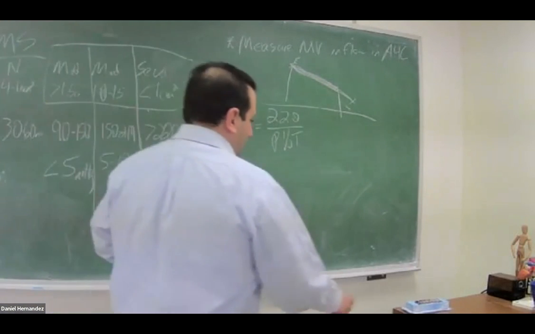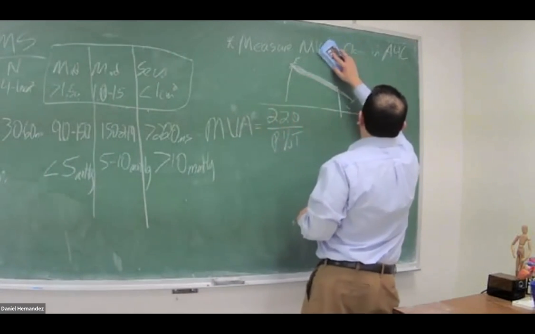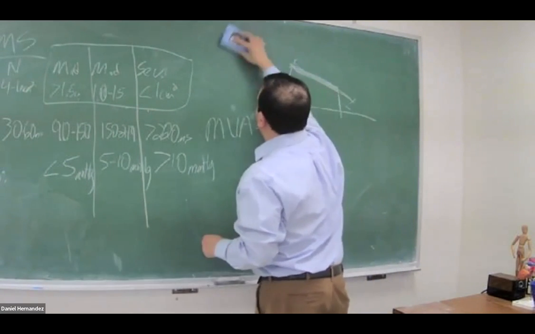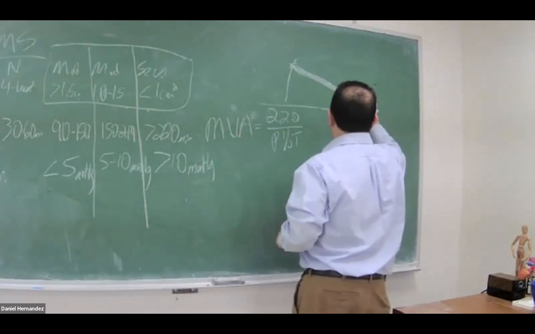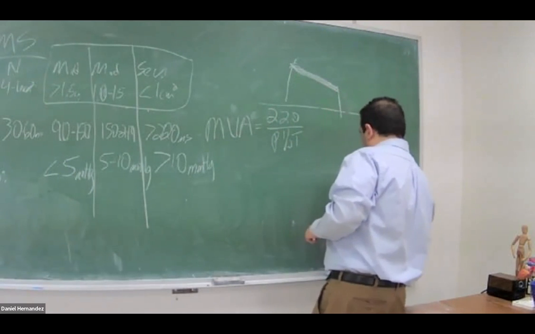The other option for mean pressure gradient is tracing the velocity time integral. So you're tracing along that entire curve.